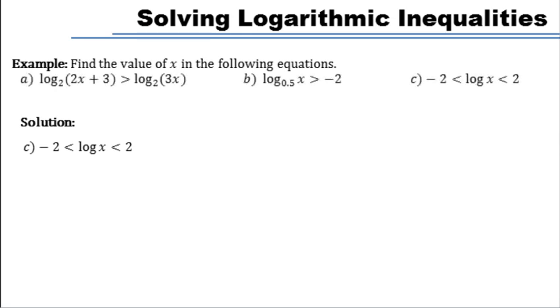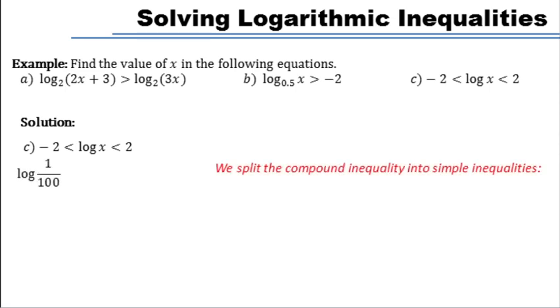Letter C. Negative 2 is less than logarithm of x is less than 2. So, the negative 2 there is logarithm of 1 over 100. Where does logarithm of 1 over 100 come from? That is the logarithm of x that gives negative 2. And what logarithm of x gives negative 2? That is 1 over 100. So, we just copy the less than, logarithm of x is less than logarithm of 100. Where does logarithm of 100 come from? What is the logarithm of x that gives 2?